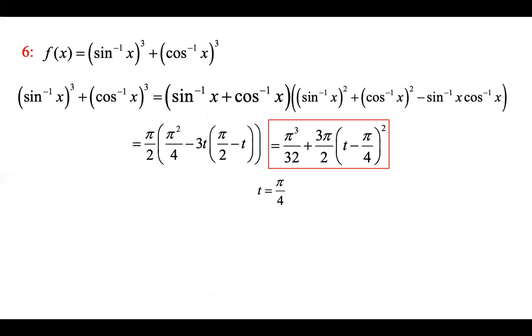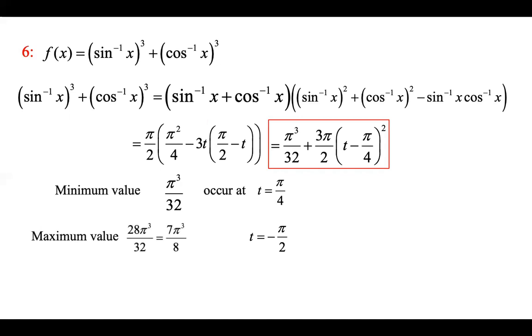So on the whole, the overall minimum value will be pi cube by 32, which will occur at t is equal to pi by 4. So t is equal to pi by 4 means that x is equal to 1 by root 2. Again, in that box, when you observe it, t minus pi by 4 whole square will become maximum when t is equal to minus pi by 2. When we substitute, its maximum value will be 7 pi cube by 8.